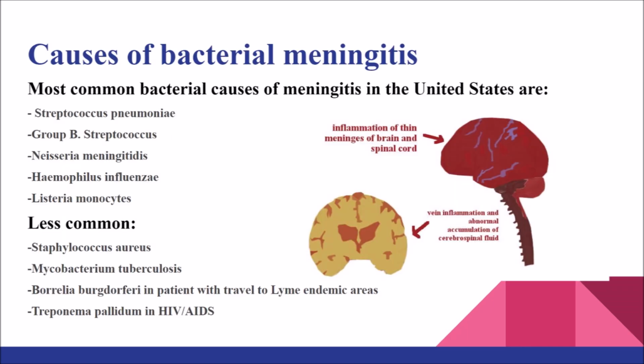The most common bacterial causes of meningitis in the United States are Streptococcus pneumoniae, group B Streptococcus, Neisseria meningitidis, Haemophilus influenzae, and Listeria monocytogenes. Less common causes are Staphylococcus aureus, Mycobacterium tuberculosis, and Treponema pallidum in human immunodeficiency virus.